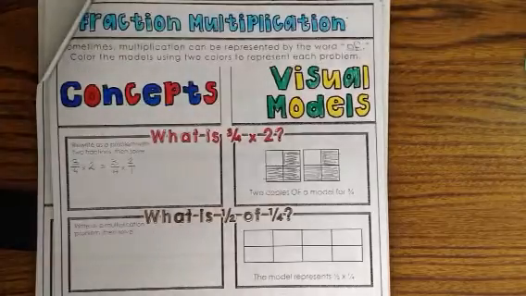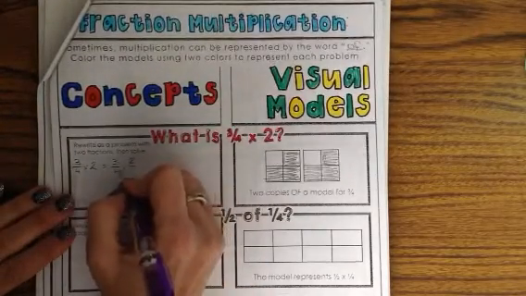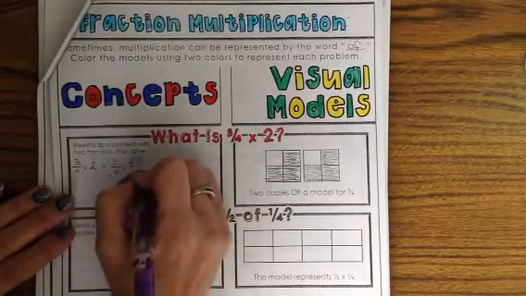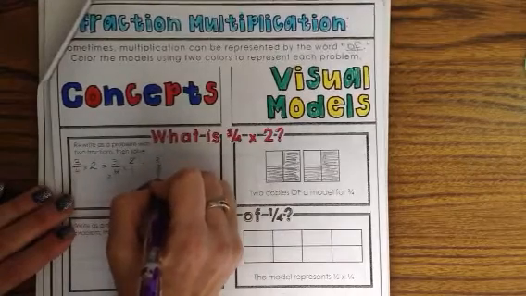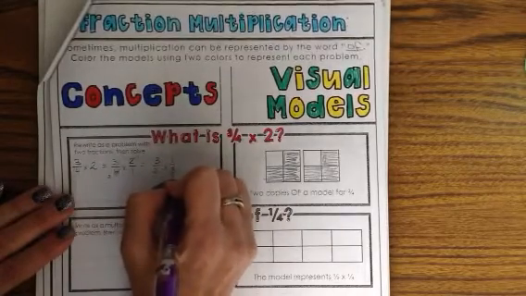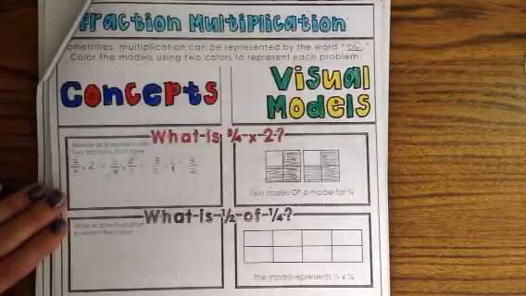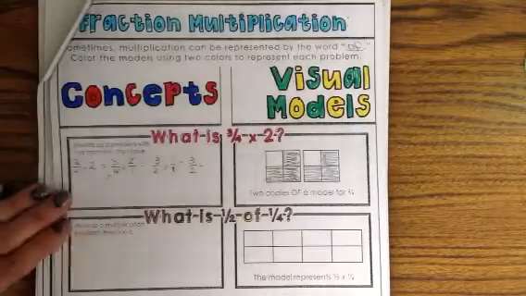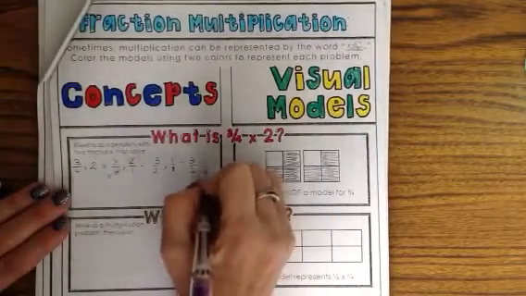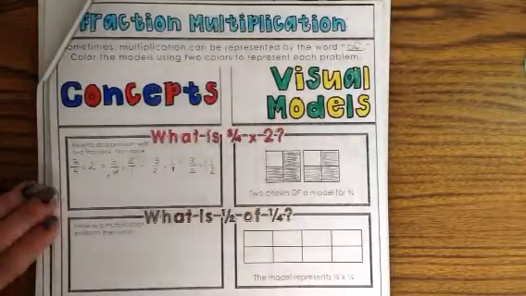Now, if I want to, I can cross cancel. So I'm going to cross cancel the 2 and the 4 and make this a 2 and this a 1. So 3 over 2 times 1 over 1 equals 3/2. And then I want to take this and make that into a mixed number. So I end up with 1 and 1/2.